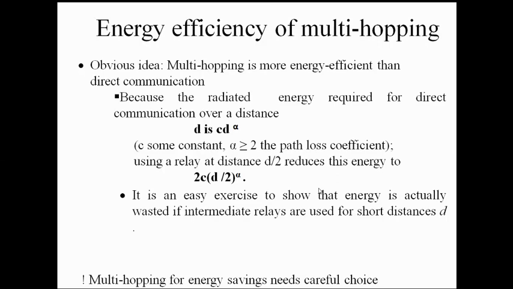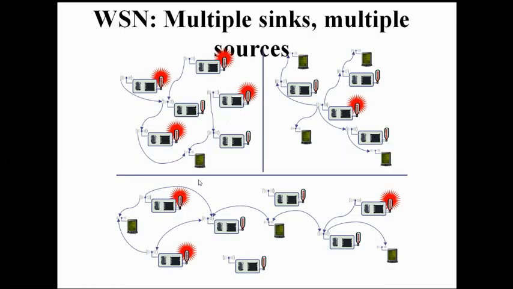This is described mathematically here: for direct communication it is C·d^α, and for the multi-hop relay network it is 2·C·(d/2)^α. Here the distance is reduced. If you reduce the distance, the radiated energy is greatly reduced.